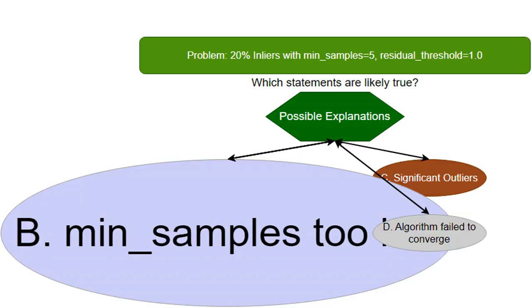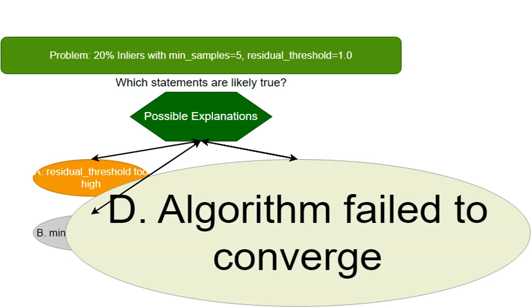A low "min_samples" value might make the model too sensitive to noise or outliers. However, 5 is usually a reasonable value. It's less likely to be the main issue here. RANSAC typically converges. Since the algorithm produced a result, albeit a poor one, it probably didn't fail to converge. The problem is more likely caused by parameters or the data itself.